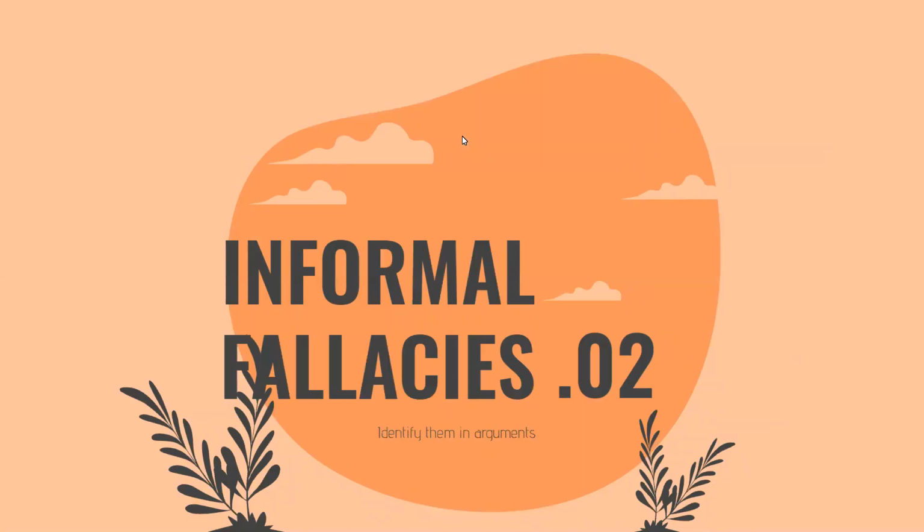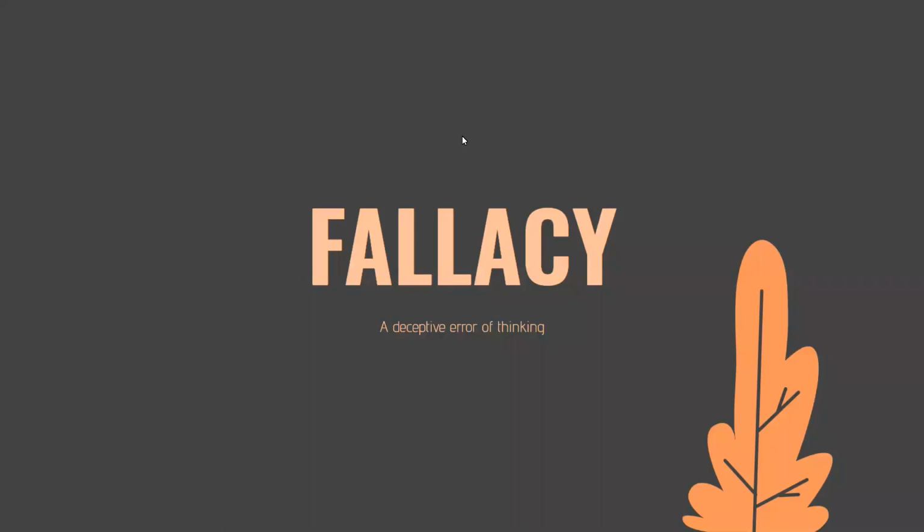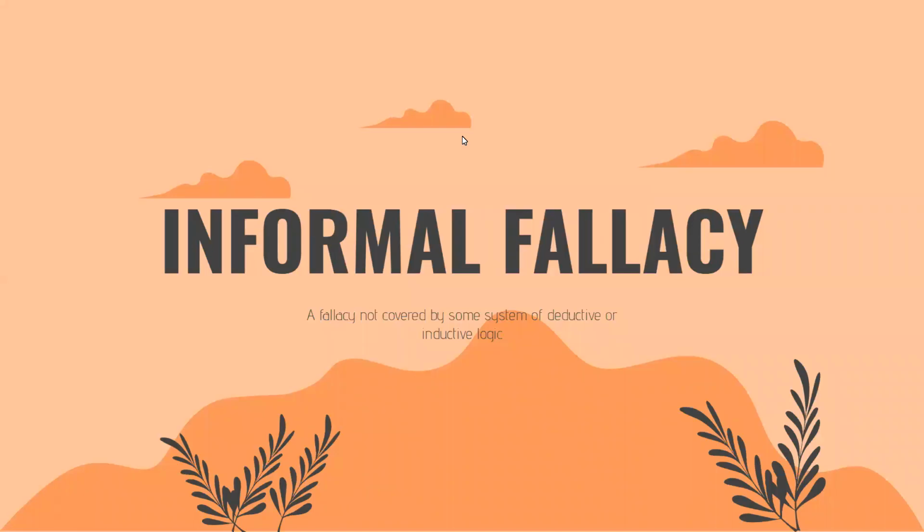Informal fallacies. A fallacy is a deceptive error of thinking. An informal fallacy is a fallacy not covered by some system of deductive or inductive logic. In working out the conditions for a good argument, we introduced 5 informal fallacies: circular, ambiguous, appeal to emotion, beside the point, and straw man. We now add 13 more in 3 groups. While this course covers most common fallacies, there are many others that won't be listed here.